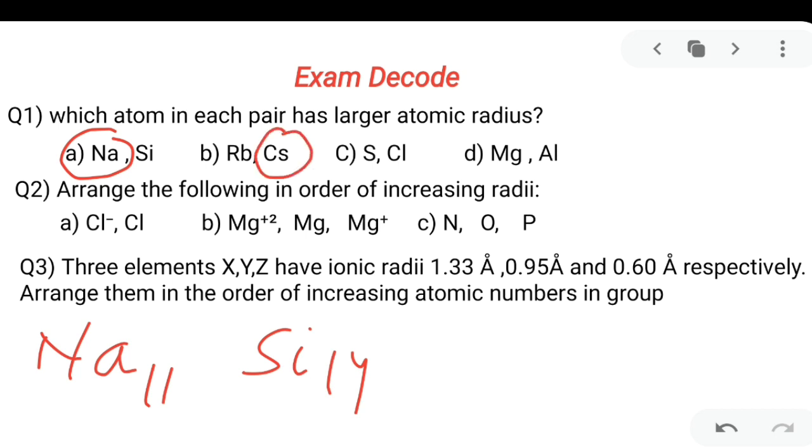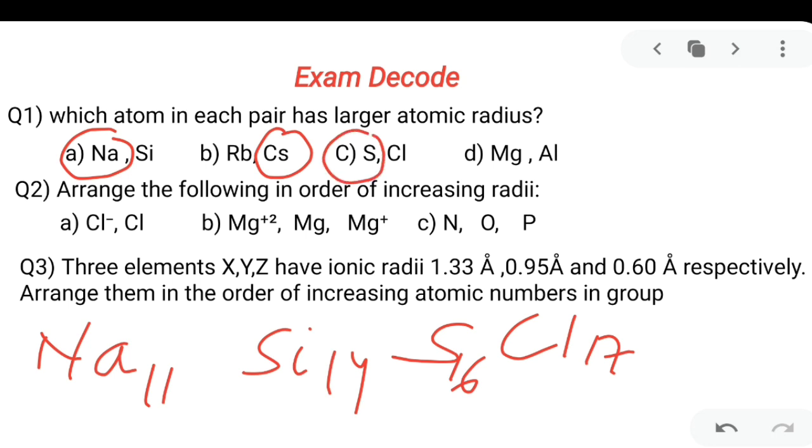Now come to sulfur and chlorine. Sulfur and chlorine are present in the same period. Sulfur has atomic number 16 and chlorine has atomic number 17. So of course sulfur, with atomic number 16, has less nuclear charge than 17. So sulfur's size is bigger than chlorine.